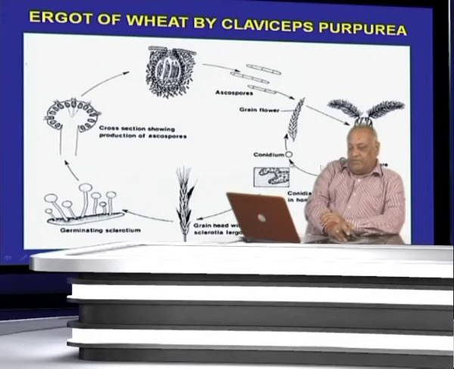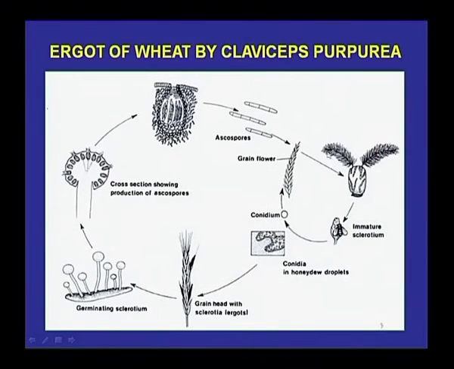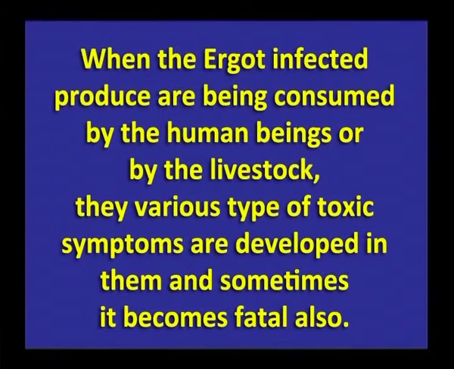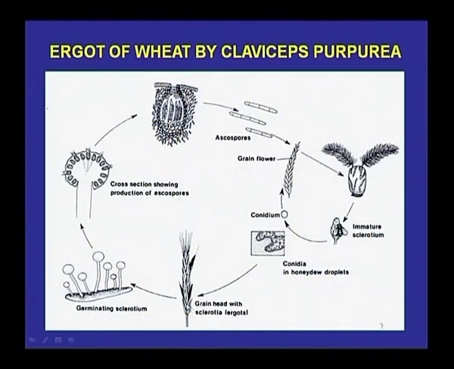Ergot of wheat is a very important disease, as it also causes poisoning in the consumers of the product. When ergot-infected produce is consumed by human beings or by livestock, various types of toxic symptoms develop in them, and sometimes it becomes fatal also. So, this is the life cycle of Claviceps purpurea.